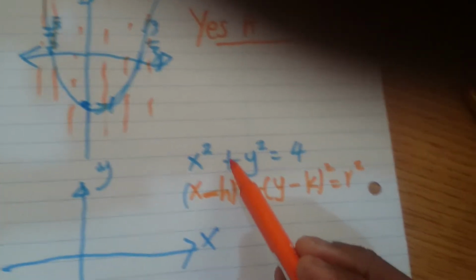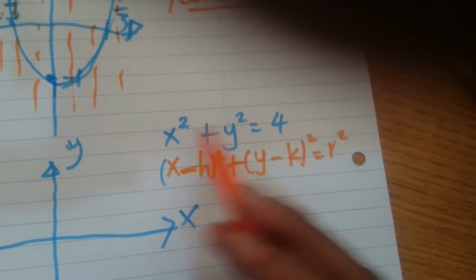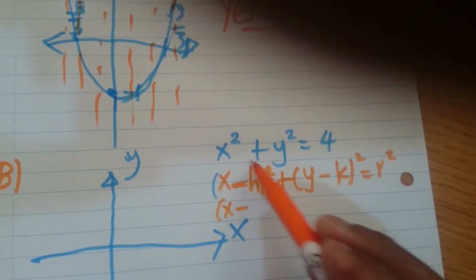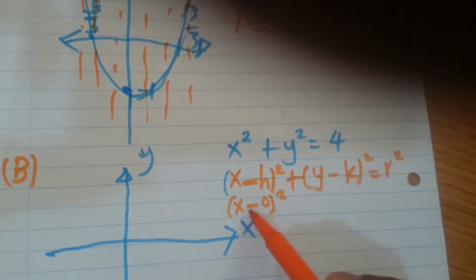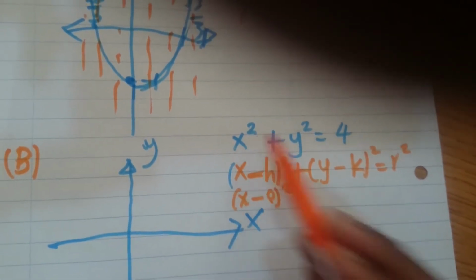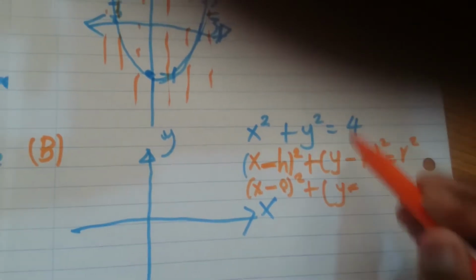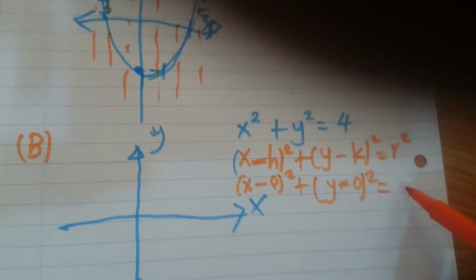Let's compare with the given circle. This is x, and since we don't have an h here, it's 0 squared, because x minus 0 is x squared, the same thing, so it doesn't change anything. And this is y minus k, meaning k is 0, squared, equal to r squared.